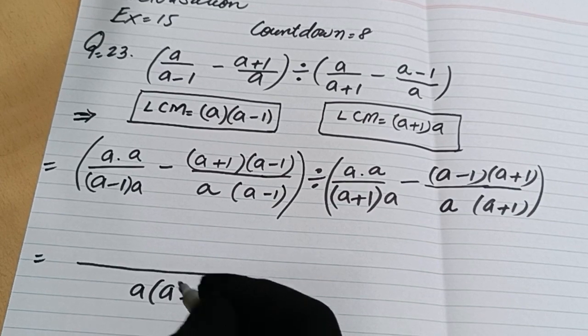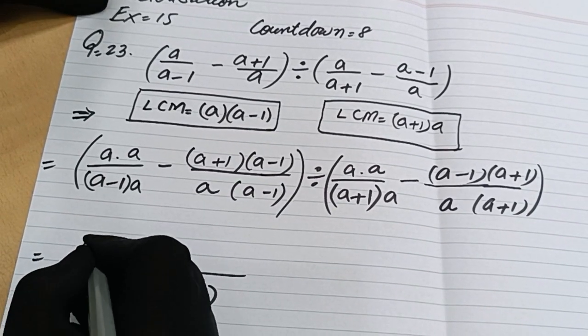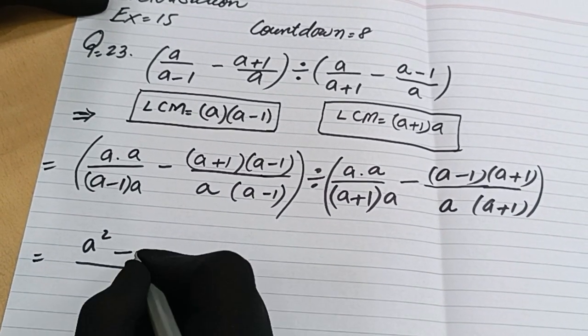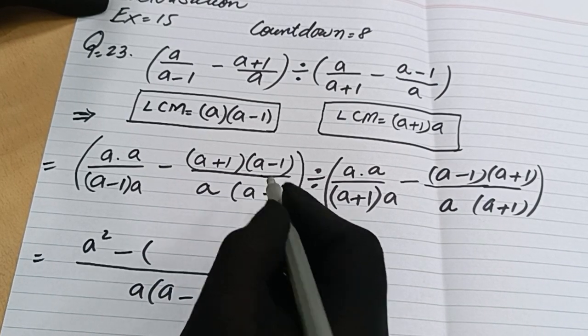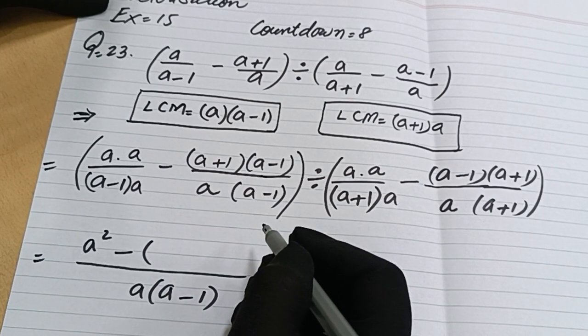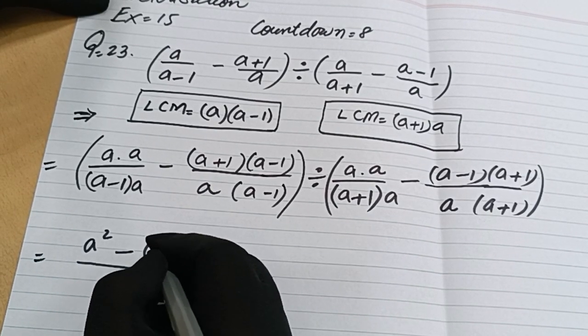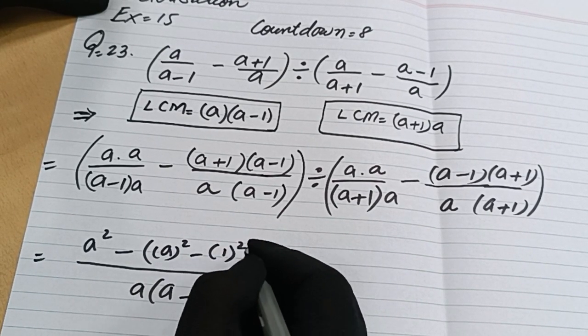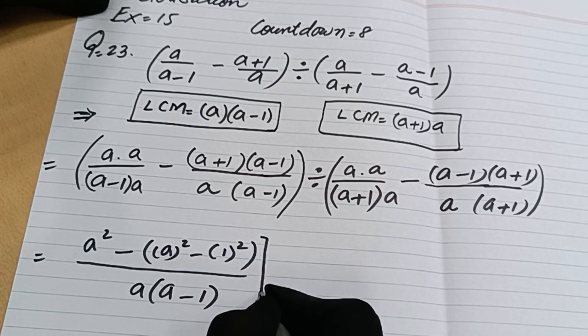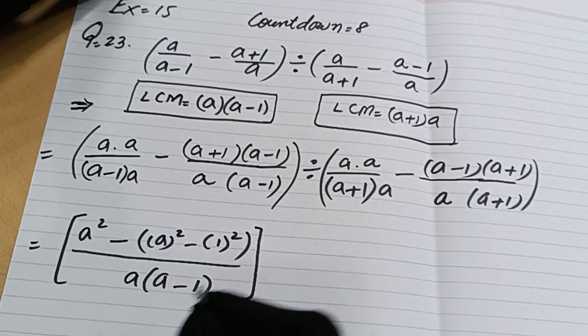After that, A times A square minus A plus 1 and A minus 1. They are making the identity, that is A plus B and A minus B. So it will be closed as first term square minus second term square. Is that okay? I will change the bracket design.